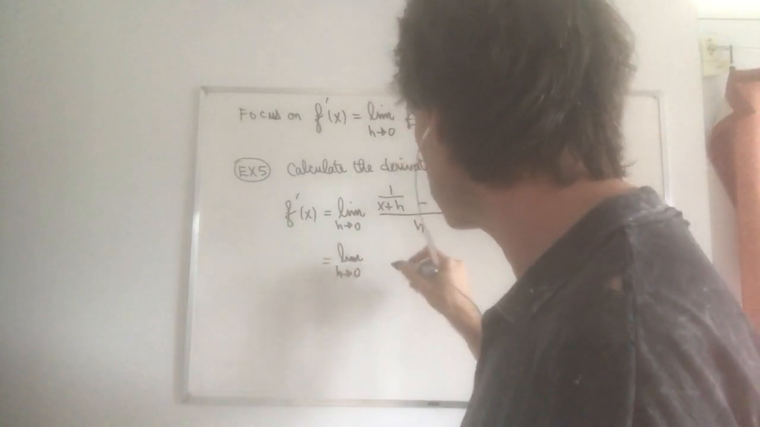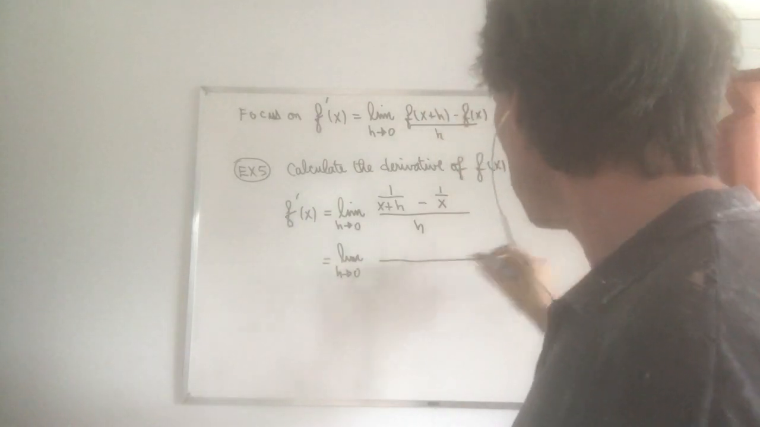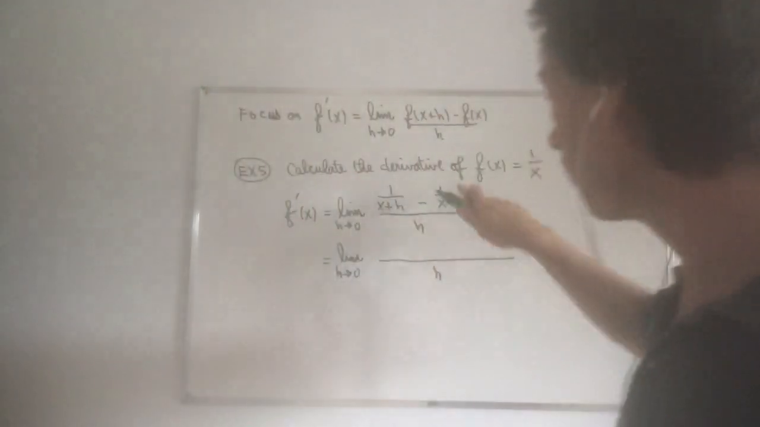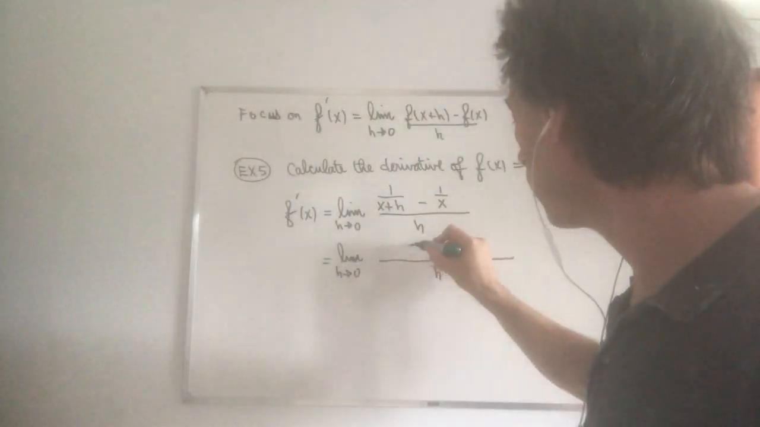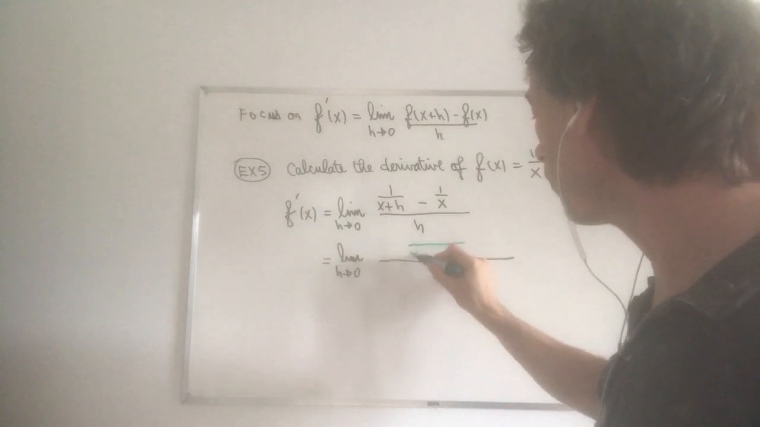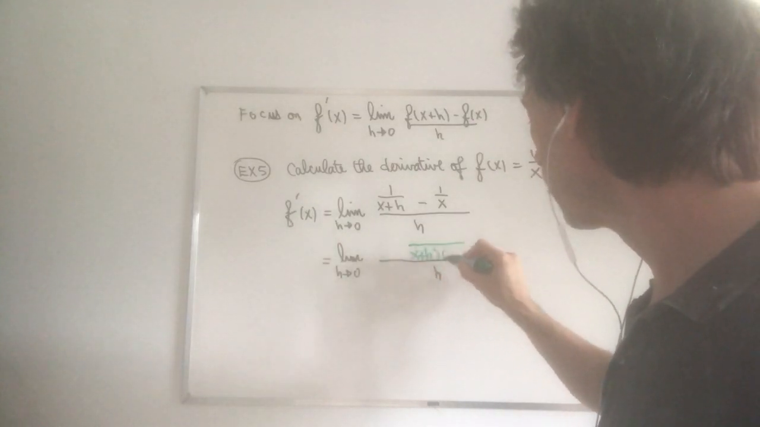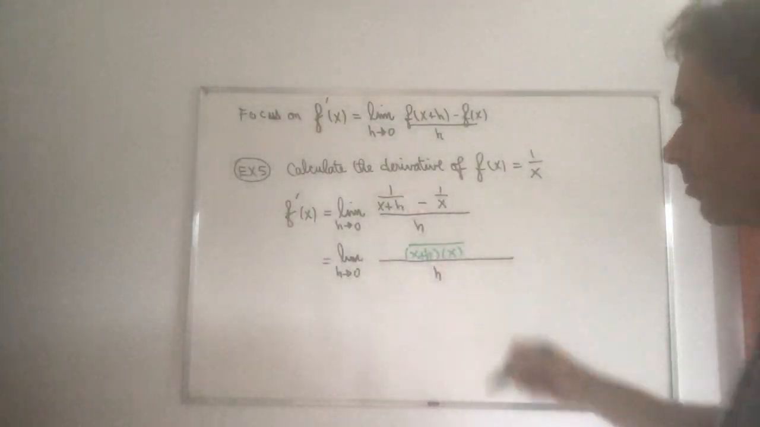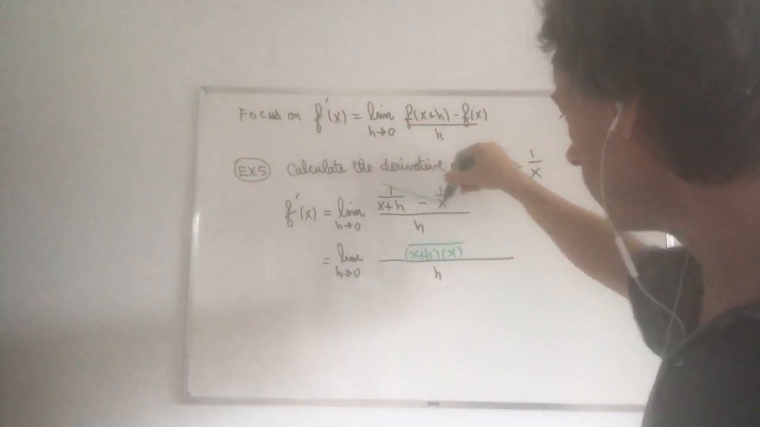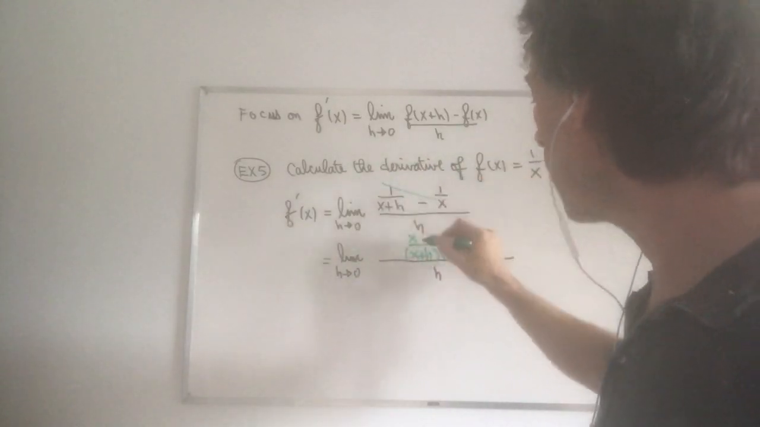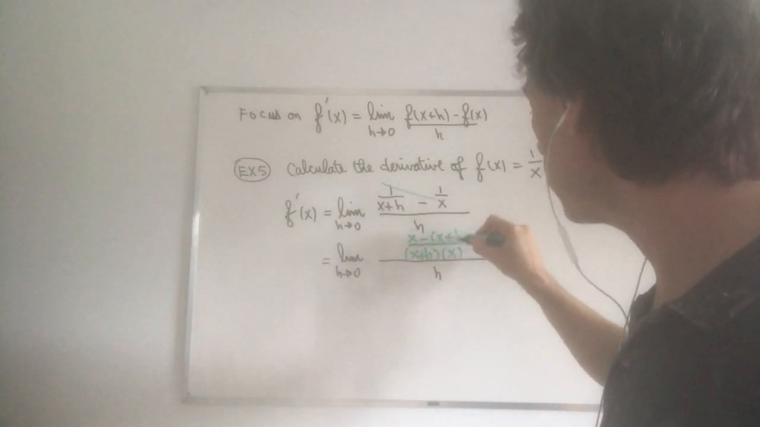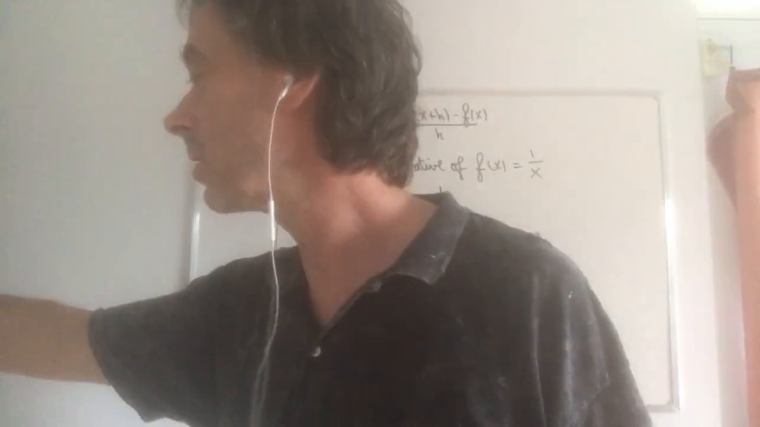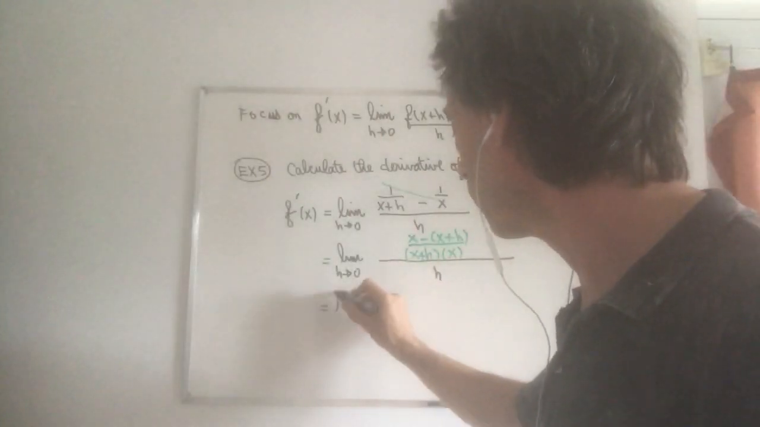So limit as h goes to 0. All this over h. What is my common denominator for the numerator? Well, it's simply the product of these two denominators. So x plus h times x. Just multiply the two. And then crisscross. This times that is x. This times that is x plus h. Be careful with the brackets here because you have a negative sign. It's actually going to change all the signs inside the bracket.